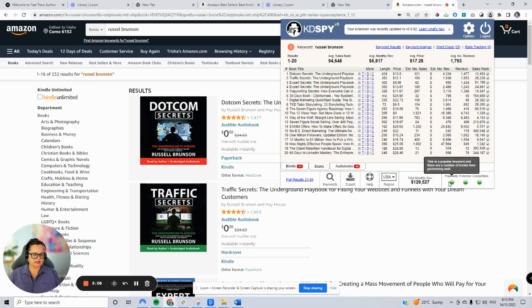Now it says here that this is a very popular keyword and there are a number of books performing well here. Well, the truth is that the keyword is Russell Brunson, so that's why it's popular. You can't actually copy that because I don't think he'd be very happy if you used his name on a book of your own. The revenue potential for books is very good and the competition is very good.